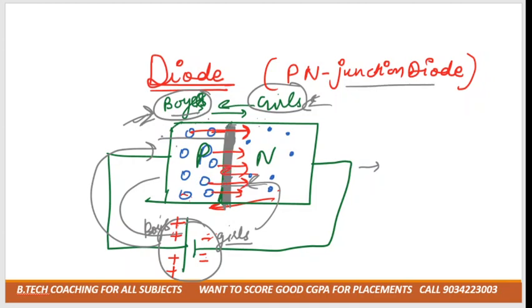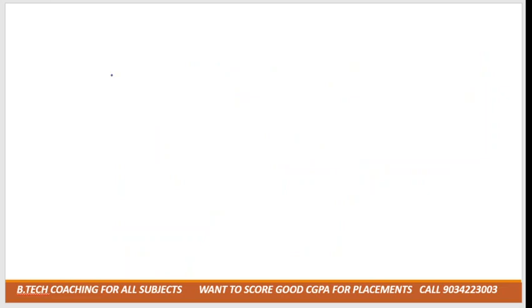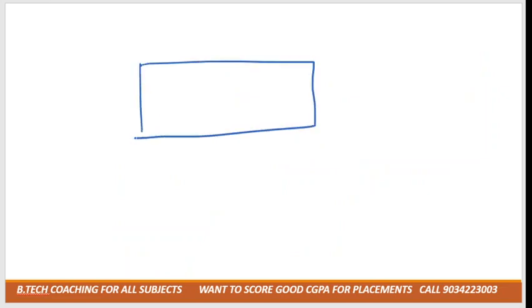In a diode, the current should flow from positive to negative. This function is known as forward bias. In forward bias, we have connected P with the positive and N with the negative. Clear? In case of forward bias, current flows. Now, scientists did a new experiment.